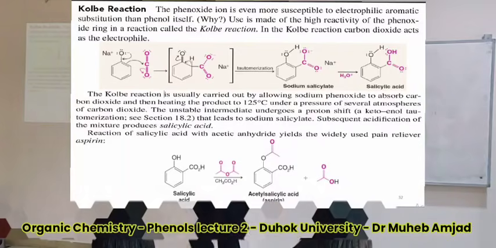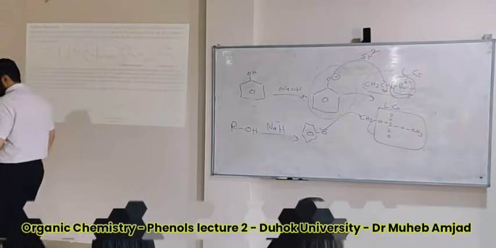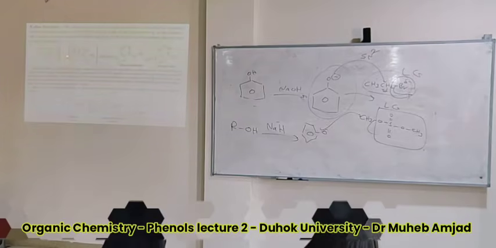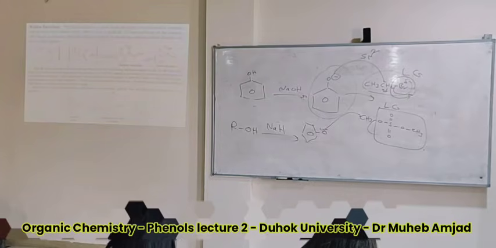Look, the second type of reaction for the phenols is the Kolbe reaction. Actually, look, he said here that the phenoxide anion is even more susceptible to electrophilic aromatic substitution than phenol itself. He said here, the phenoxide anion is more reactive than phenol itself. Why?